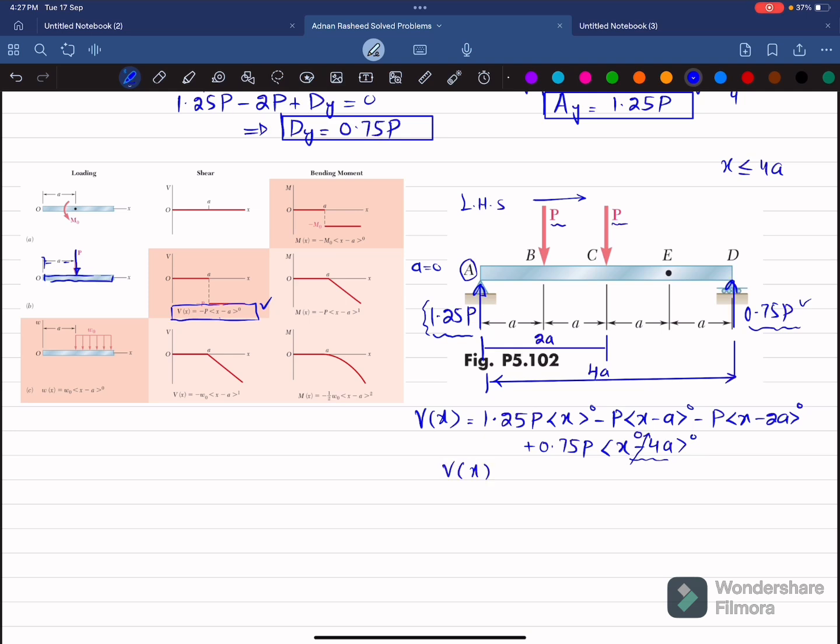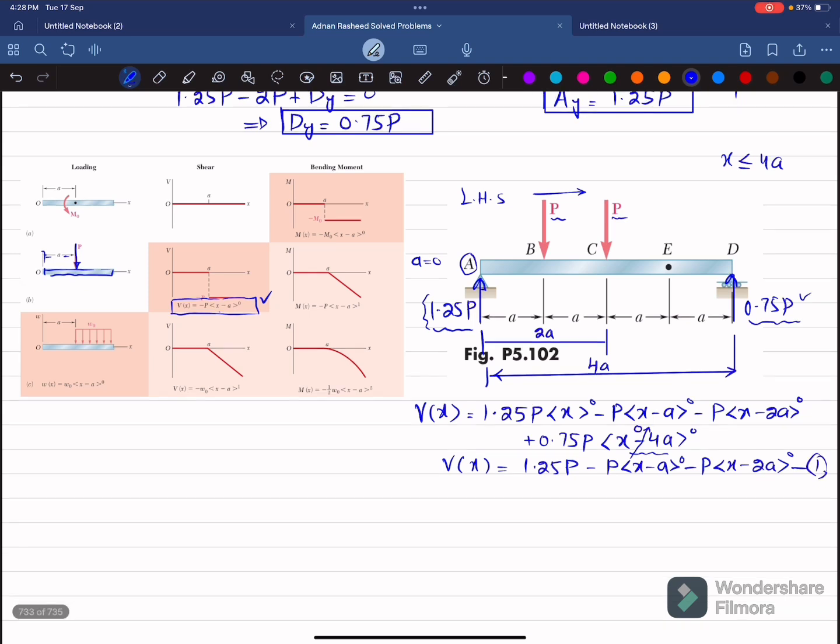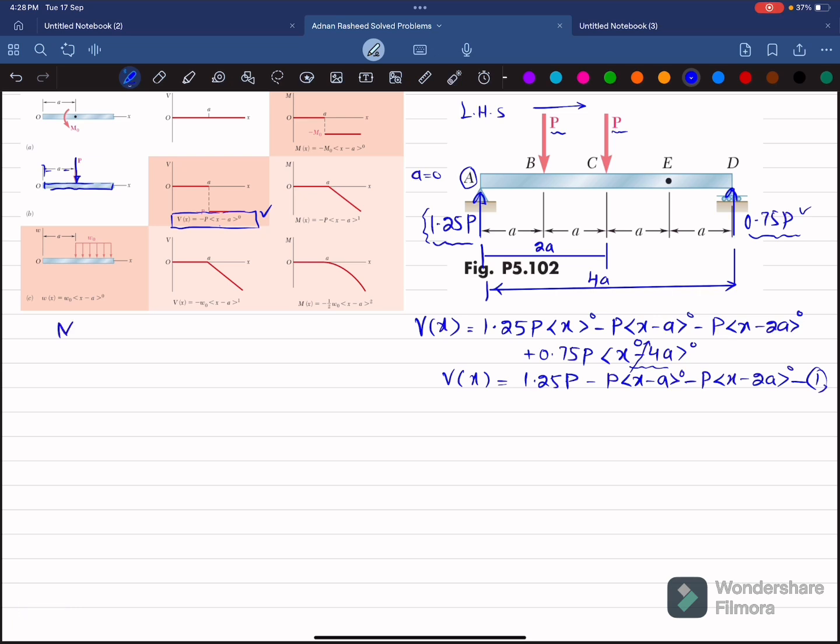So the shear force V of x will be equal to 1.25 times P, and since x starts at 0, anything to the power 0 is 1. So minus the second one, P into x minus a power 0, minus P into x minus 2a power 0. So this is equation number 1, and that is the shear force equation. Now what we will do is find the moment equation. So M of x will be equal to, here again for the point load, the moment graph is given as that.